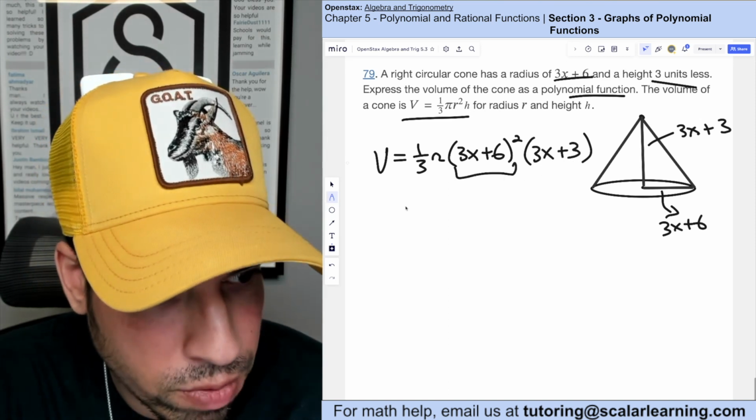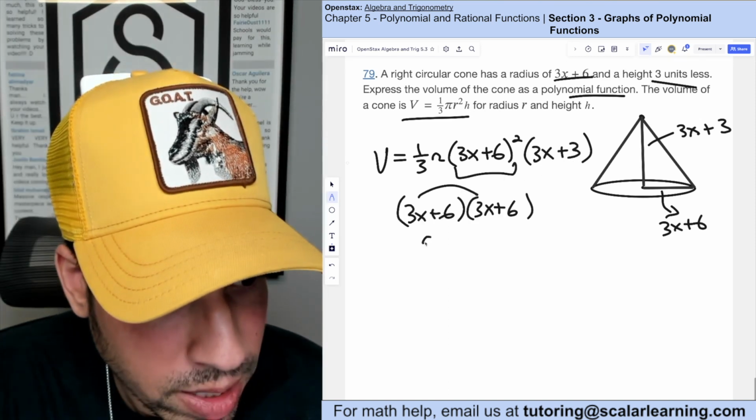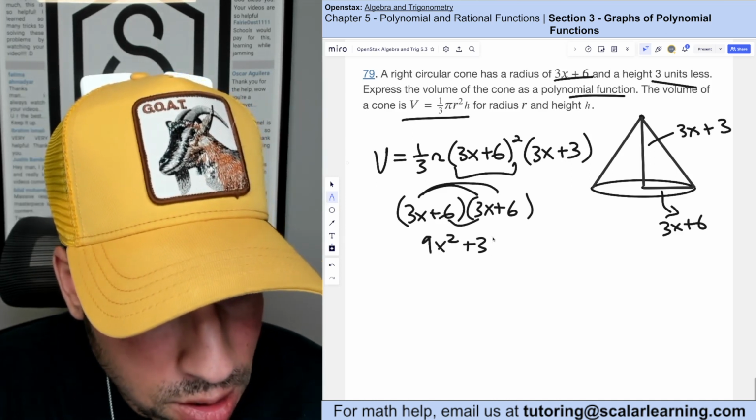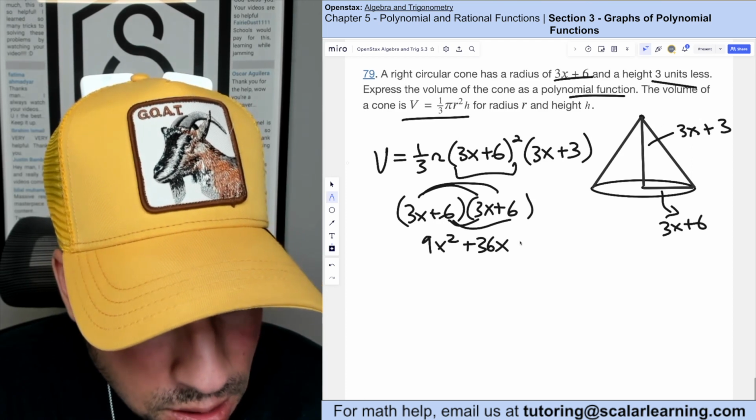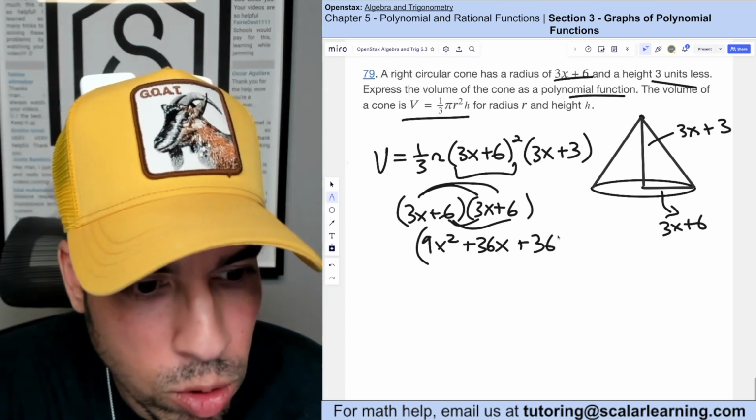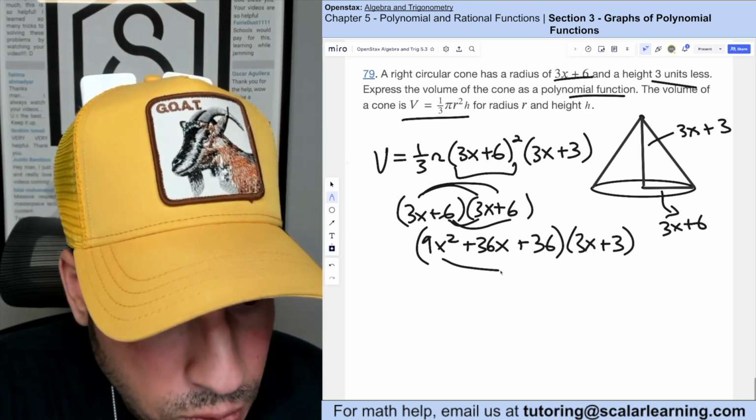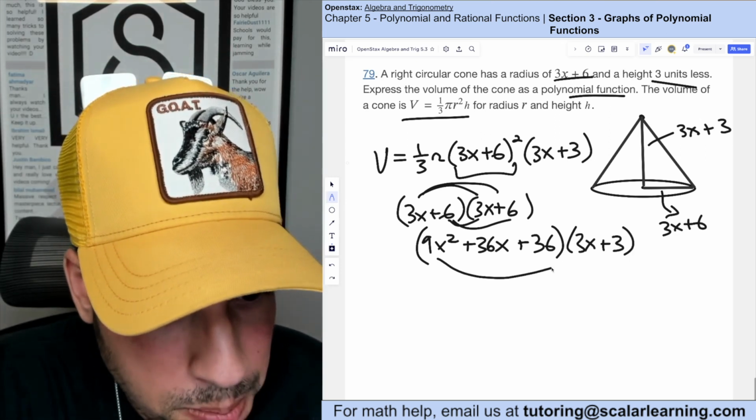Now I'm going to FOIL this first. So we're going to multiply across. We get 9x squared. Then we're going to get 18x and 18x, which is 36x. And then 6 times 6 is 36. Then we're going to multiply it by that height, which is 3x plus 3. We're going to FOIL across. We're going to do a big FOIL here.